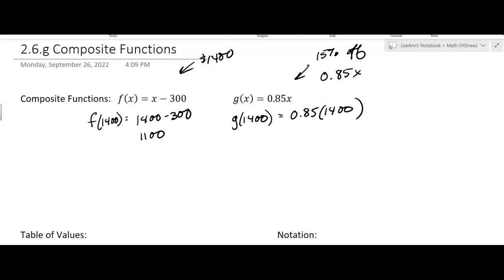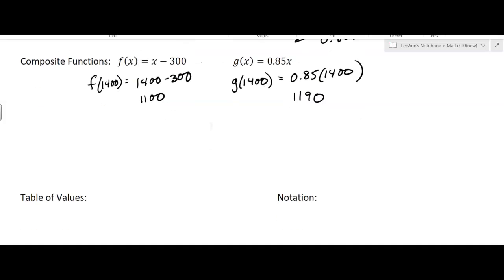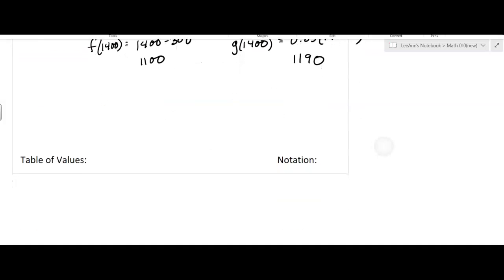Let me put this in a calculator. 0.85 times 1,400. Okay, and you're paying $1,190. So the better deal was the first one. Take off 300. Okay, but now, well, let's go down a little bit further here.